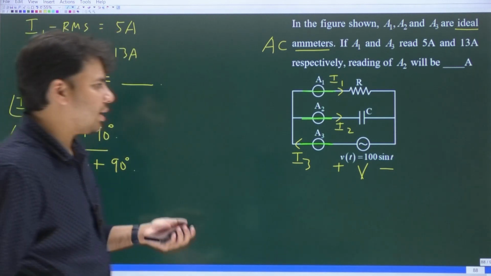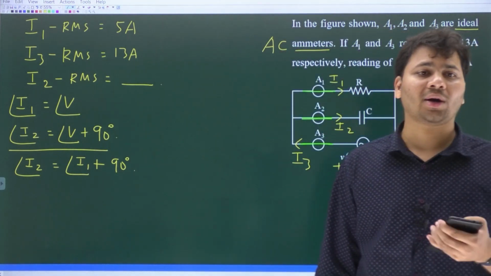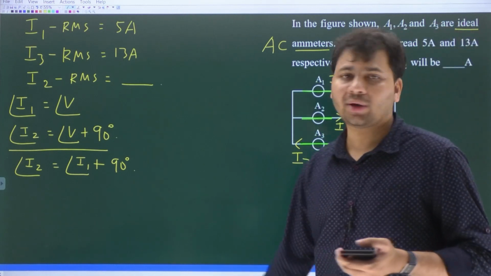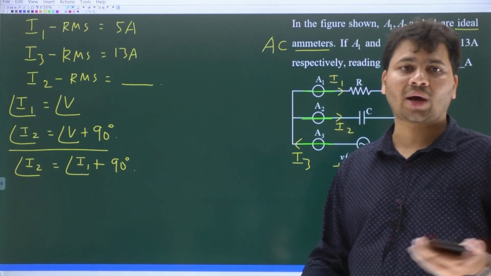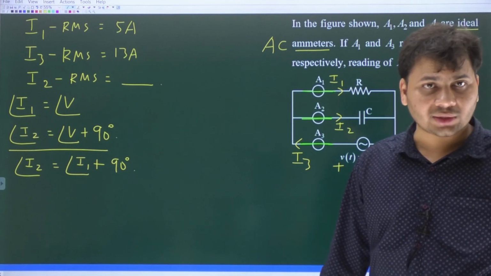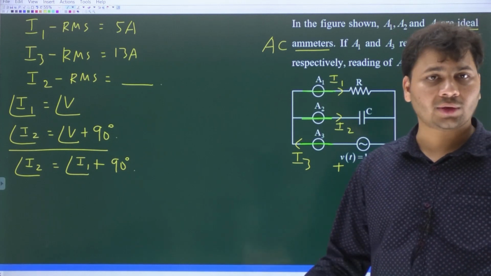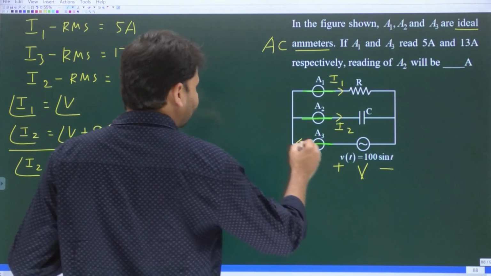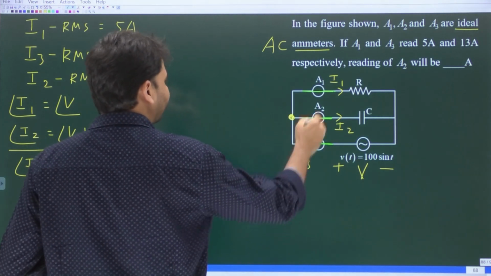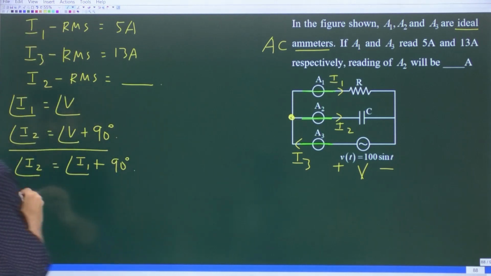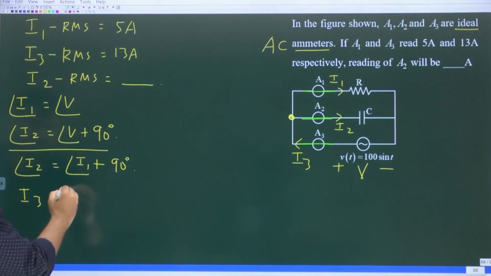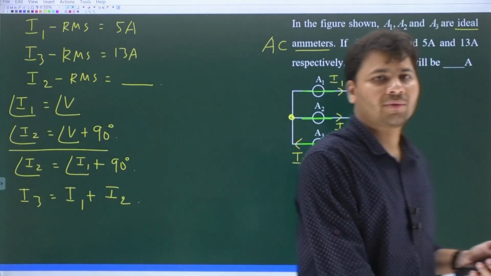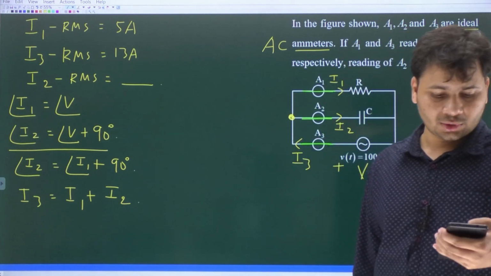Whether I2 leads I1 or I2 lags I1, the important point is what? I1 and I2, both the phasors have an angle of 90 degrees between them. So what is the angle between I1 and I2? 90 degrees. So are they not 2 perpendicular phasors? Yes, on I1 and I2 in the phasor diagram, they are going to be perpendicular. And then what is KCL here? So if you write KCL at this point, I3 is what? Entering, I1 and I2 both are leaving. So don't you get I3 is equal to what? I1 plus I2.